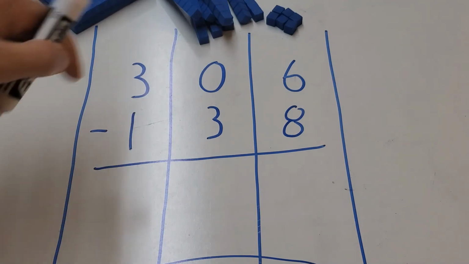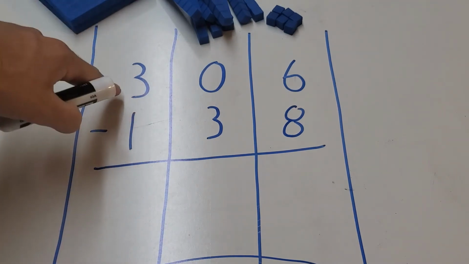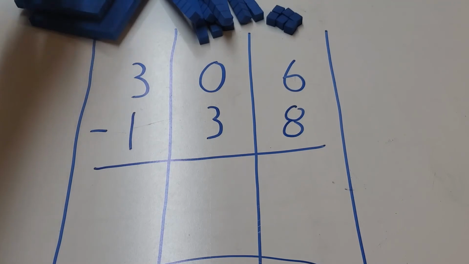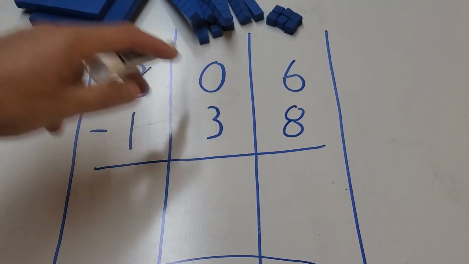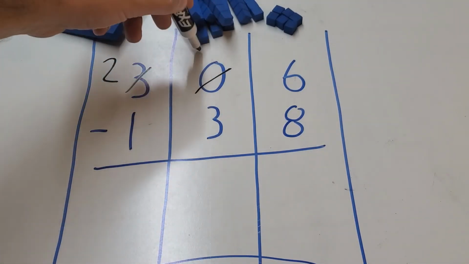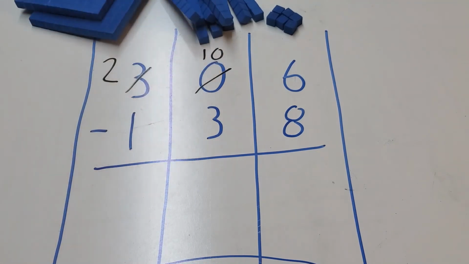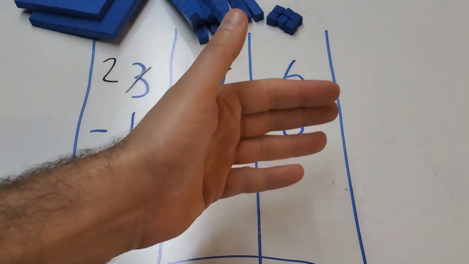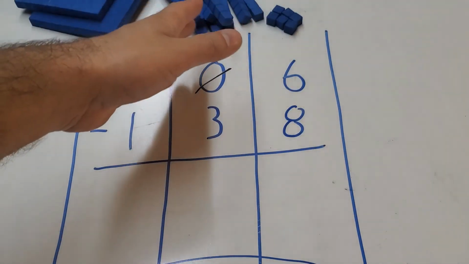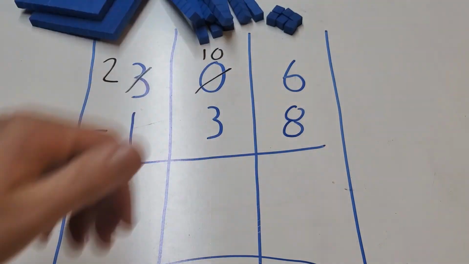So I don't have 3 hundreds anymore. I just have 2. And I don't have 0 tens anymore. I now have 10. So now, 6 minus 8, we still can't do 6 minus 8. We have 10s, but now we need to get one of those 10s and break it up.